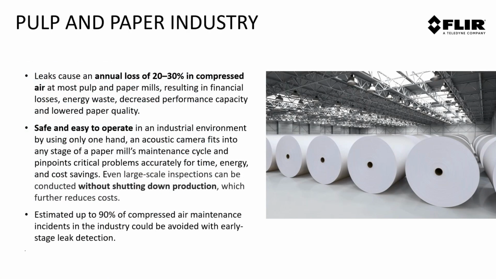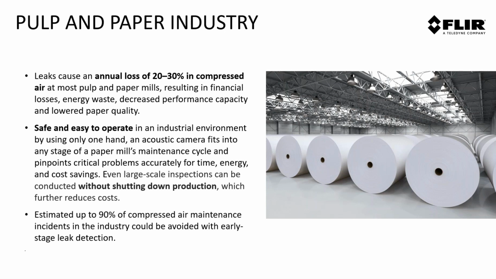Within pulp and paper, compressed air is a major component in that operation. A lot of pneumatically driven machinery, and the annual compressed air leak loss is around 20 to 30% in most pulp and paper mills. And with our cameras, we keep focusing in on safety, but safety and ease of operation. It's very simple for these folks to go out and scan large spaces, large distribution systems quickly. At any particular point in that maintenance cycle, pinpoint the problems, prioritize repairs, and you don't even need to shut down, in this case, to perform these inspections.